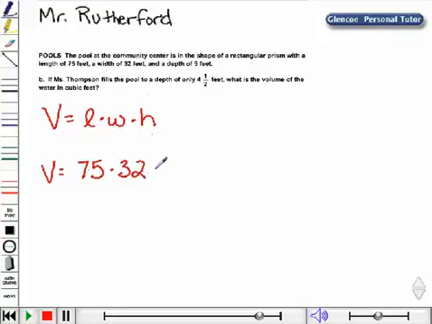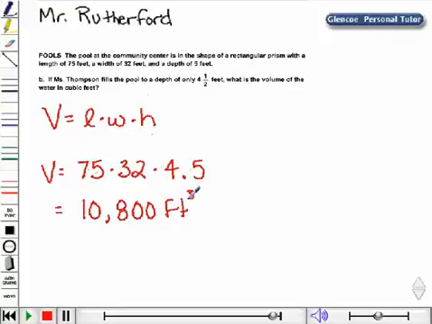But in this case, we're going to multiply by 4½ and I'm going to change that to a decimal, which is 4.5. So we have the product of 75 times 32 times 4.5. That simplified would be 10,800 cubic feet. So the volume of the pool when filled to a depth of 4.5 feet will be 10,800 cubic feet.